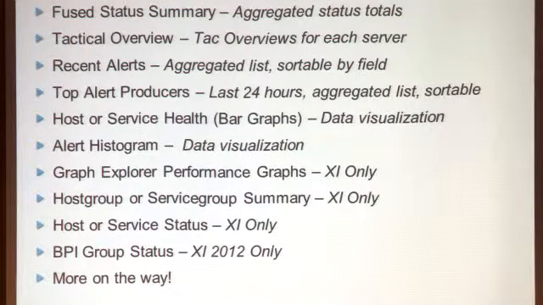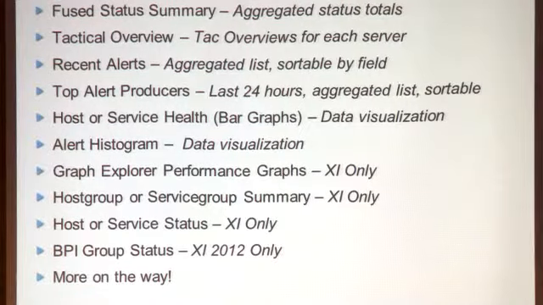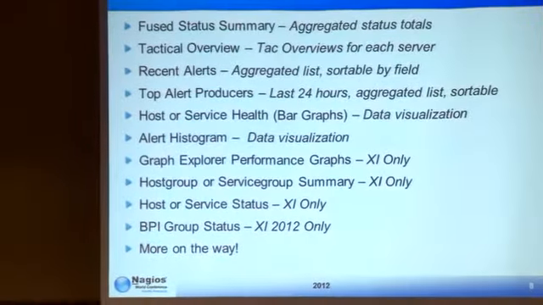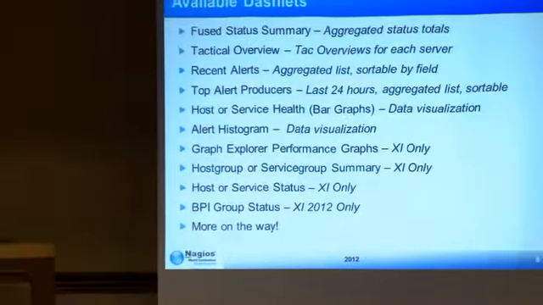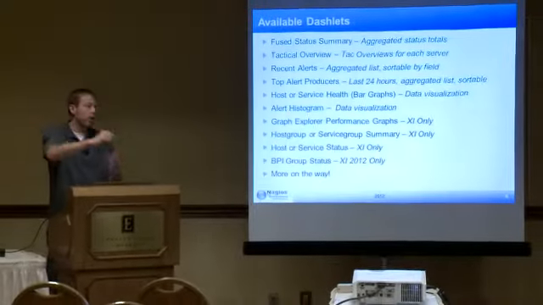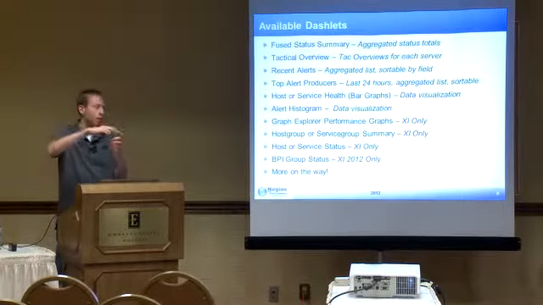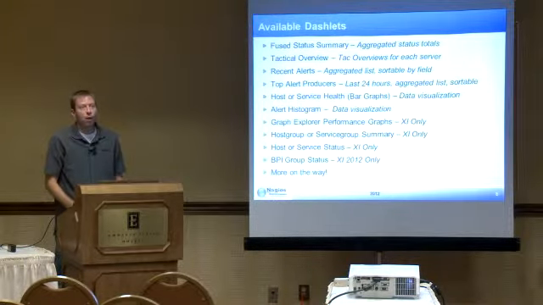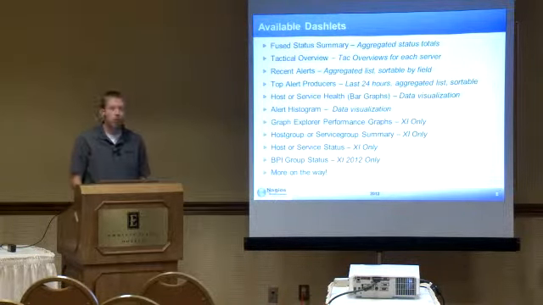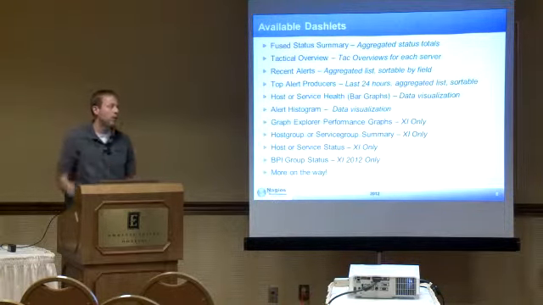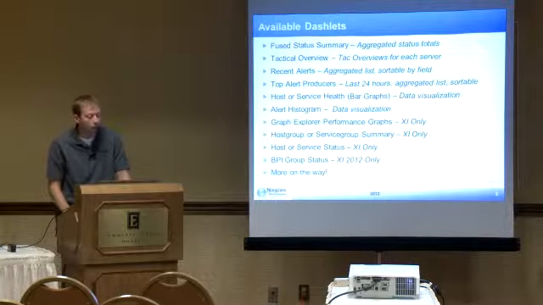So some of the available dashlets in Nagios Fusion, one of the ones that you saw there was a fused status summary. It's the same kind of thing you'd see in XI or Core, where it just gives you the totals broken down by state, whereas these are aggregated totals that, if you click on, give you a pop-up of the breakdown by server. And so from there, if I want to see just the warning services across all machines, I'll click on that pop-up, and then I can actually drill down to see an individual server if I want to.